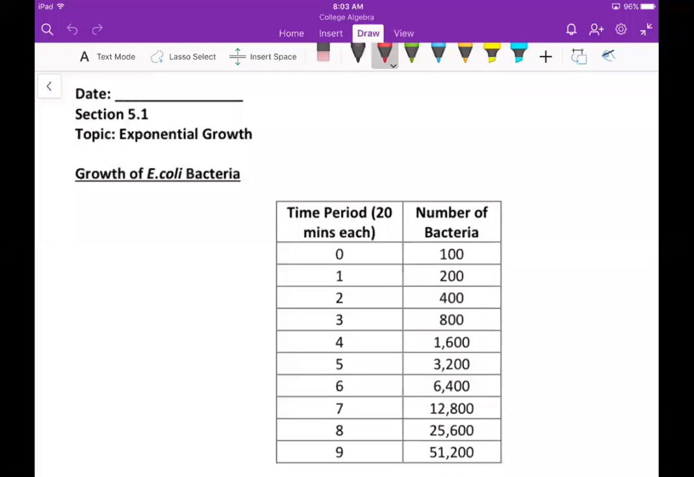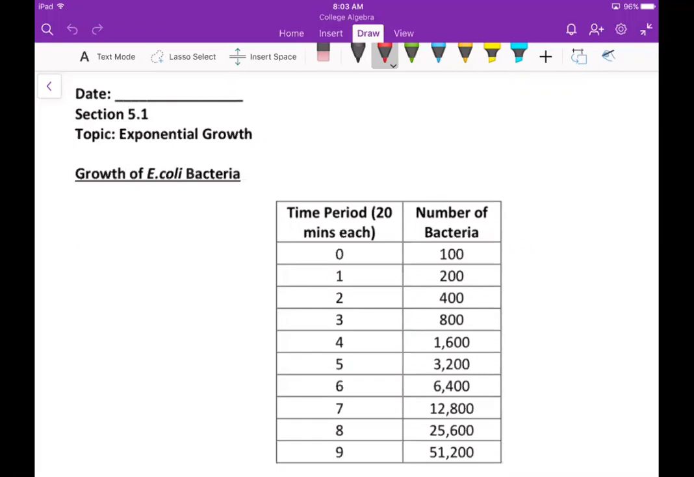Hi class, we're going to cover 5.1 today, which is all about exponential growth, something that's very applicable in the world today as we're worried about exponential growth with the cases of coronavirus at this point. This will teach you why we're trying to flatten that curve and what that curve actually is. So, exponential growth today.